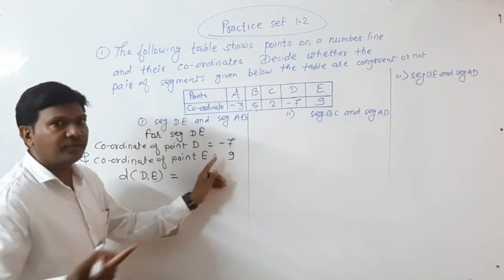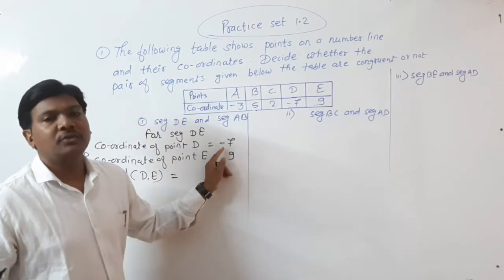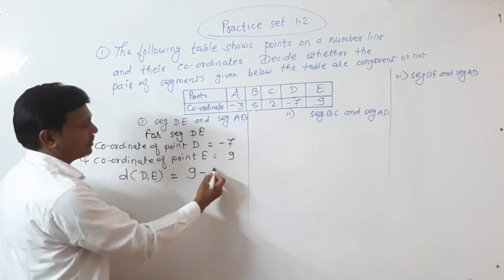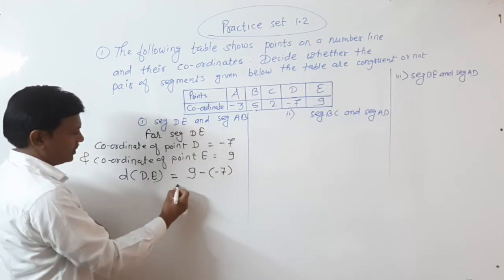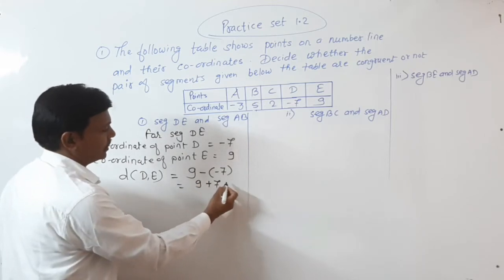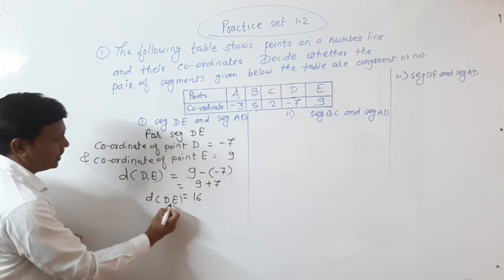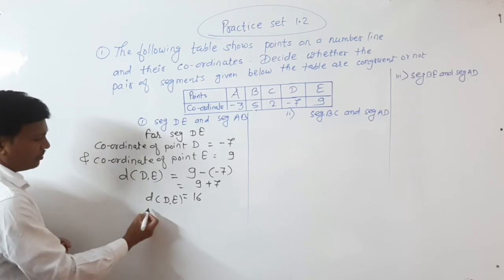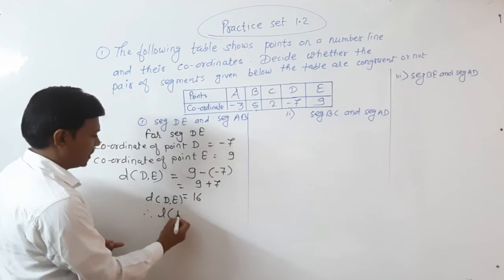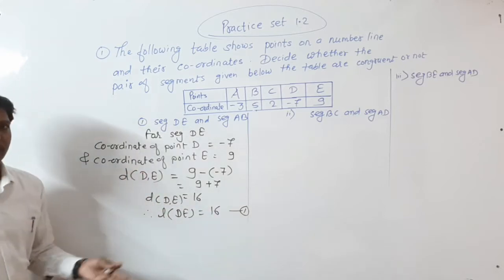So see the coordinate of point E, that is 9, and this 9 is greater than -7, so we subtract this -7 from 9. How can we write this? 9 minus, and minus 7, that is 9, and this minus minus is plus, so 9 plus 7, that is 16. So distance DE equal to 16, meaning its length; distance or length, both are same. So length DE, that is 16.